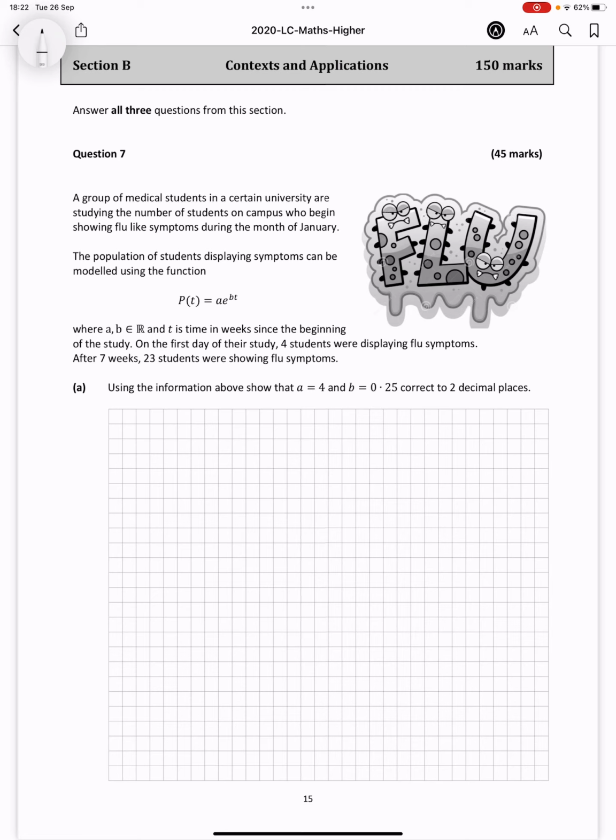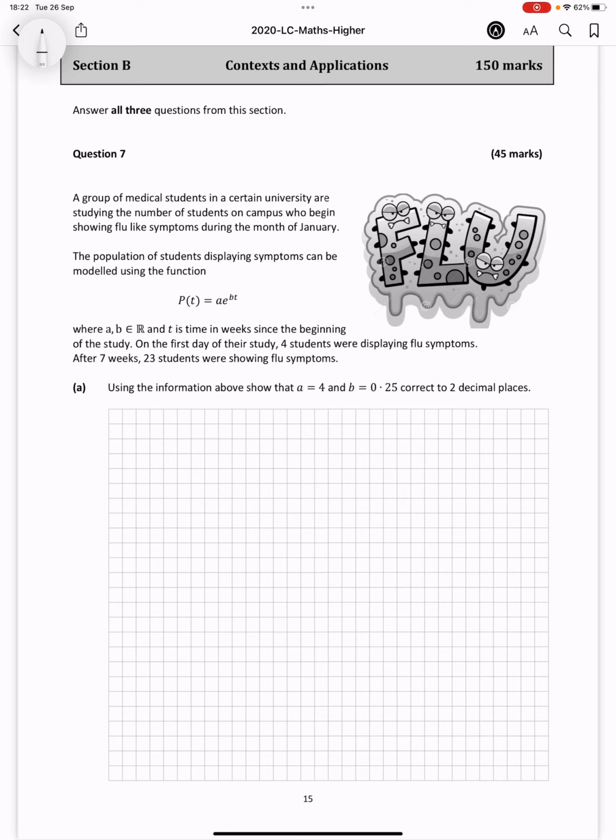Okay, just had a very quick glance at this question, and it follows a very typical format for what we're going to see in an exam question. So it is a group of medical students in a certain university who are studying the number of students on campus who begin showing flu-like symptoms during the month of January.